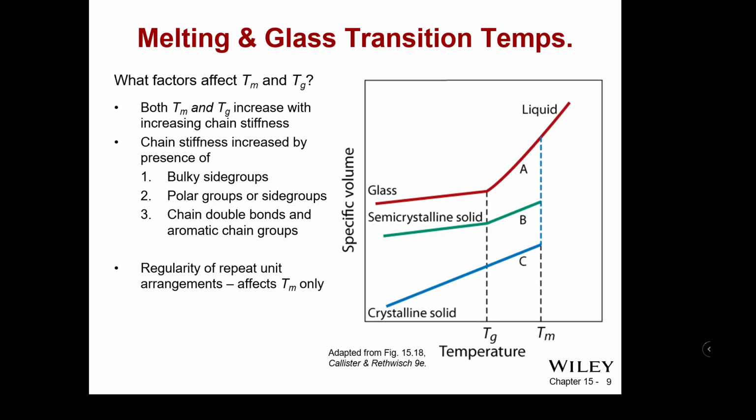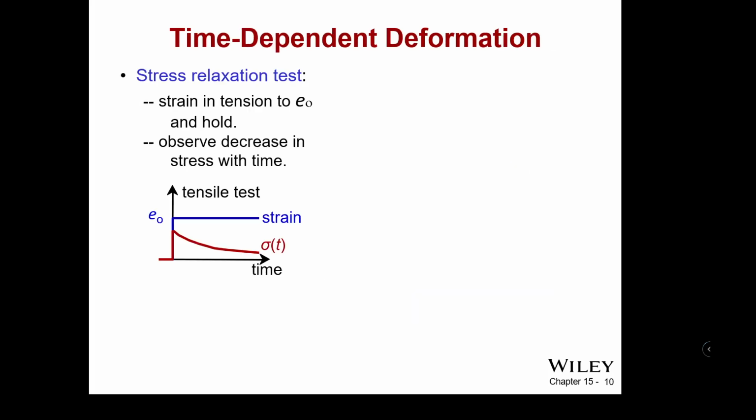The regularity of the repeat units of the arrangement also affects the melting temperature, but not the glass transition temperature. So there's a bunch of different parameters that we can point to as far as how the behavior works and what these things do. So the stress relaxation test is where you have a strain up to epsilon naught, and then you let go. You take that tension off, you take that load off, and you look at what the stress does over the course of time.